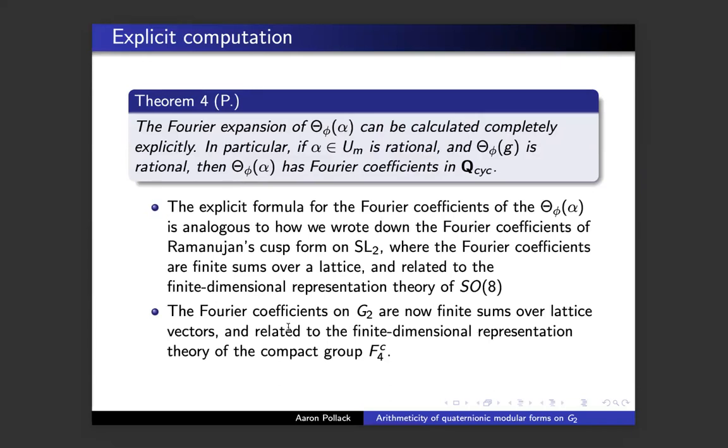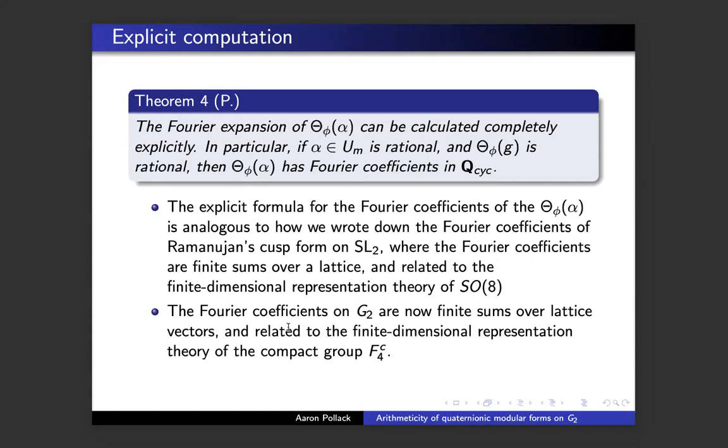So the Fourier expansion can be calculated explicitly. In particular, if alpha sits in some lattice in UM, so I've just said alpha is rational, and the theta function, theta phi on E8 is rational in a certain sense, then the theta lift has Fourier coefficients in the cyclotomic extension. So the theorem itself that I actually prove is really an explicit Fourier expansion for this theta lift, but this is just a summary of that result that says that if you take the data to be rational in a certain way, then the theta lift has rational Fourier coefficients or cyclotomic Fourier coefficients.